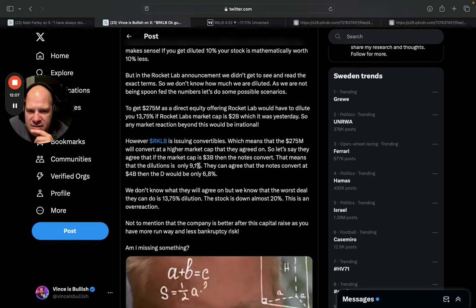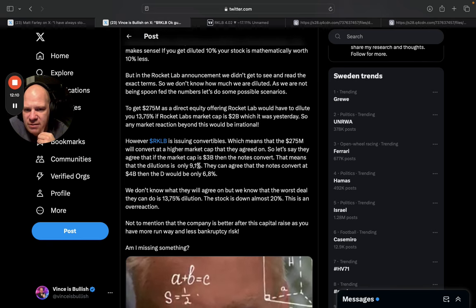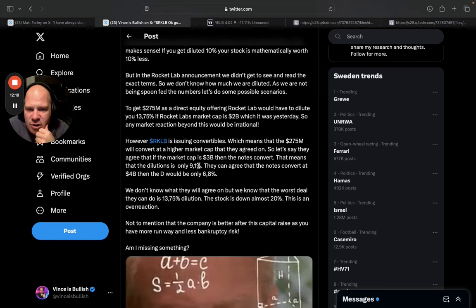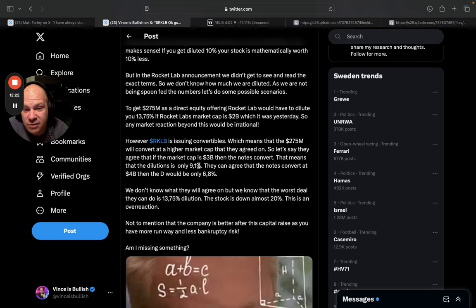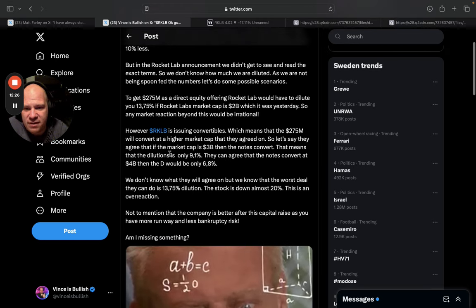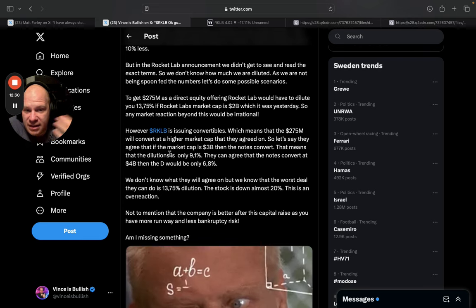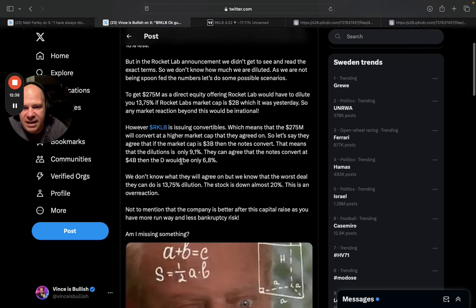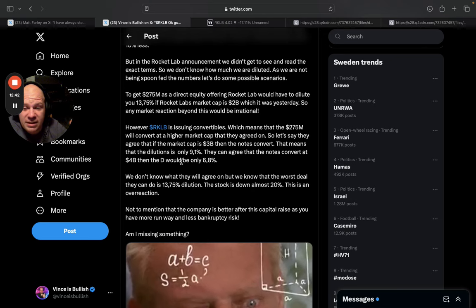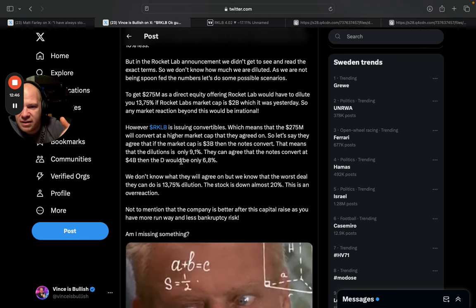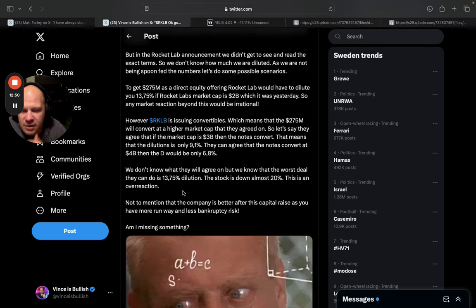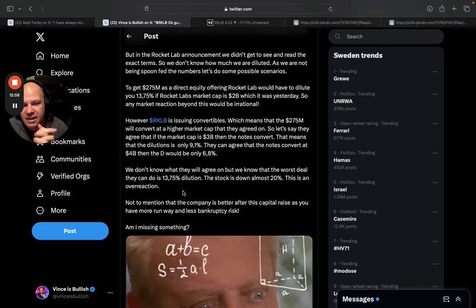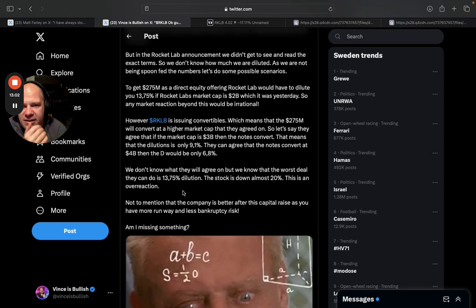As we are not being spoon-fed the numbers, let's do some possible scenarios. To get $275 million as a direct equity offering, Rocket Lab would have to dilute you 13.75% if the market cap is $2 billion, and it was more before the announcement was done. So any market reaction beyond this is just irrational. However, Rocket Lab is issuing convertibles, which means that the 275 million will convert at a higher market cap that they agree on with the people. So let's say that they agree that the market cap is 3 billion, and that's when the notes convert. That means that the dilution is only 9.1%. If they agree that the market cap is 4 billion, then the dilution is 6.8%. We don't know what they will agree on, but we know that the worst deal they can do is 13.75%, and yet the stock was still down 20% at the time of me writing it. This is a clear overreaction.